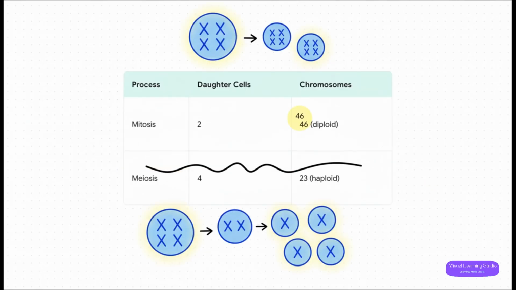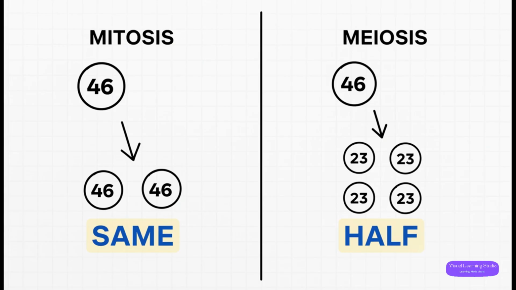But this is where the two paths split, and it's a massive difference. Look at this. Mitosis ends with two daughter cells, and each one has the full 46 chromosomes. They are perfect clones. But meiosis gives you 4 daughter cells, and this is crucial: they each have only 23 chromosomes. The number is literally cut in half. So if you remember nothing else from this, remember this one golden rule. Mitosis keeps the chromosome number the same. Meiosis halves the number. That's it. It really is that straightforward.